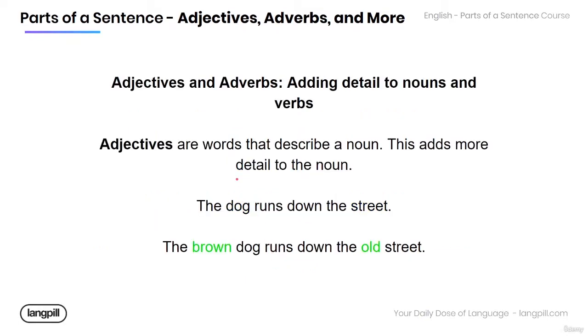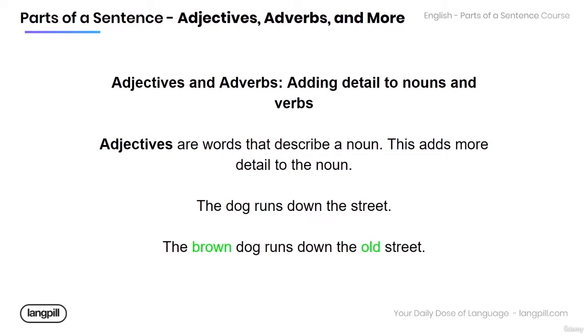The first ones I want to cover are adjectives and adverbs. Okay, these are going to add detail to nouns and verbs. The first one, adjectives, these add or describe a noun. Okay, they add detail to the noun. So let's look here. We have this basic sentence, the dog runs down the street. Okay, that's fine, that's a good sentence. But I don't know what the dog looks like. I don't know anything about the dog. I don't know anything about the street.